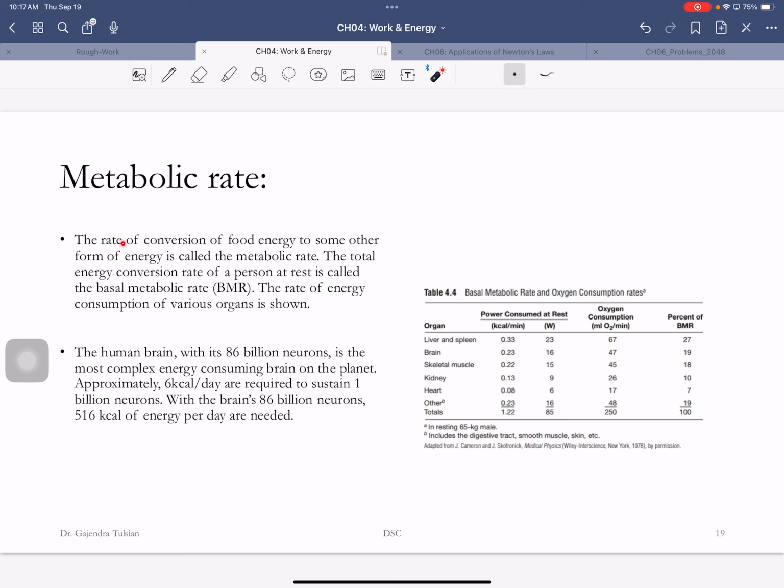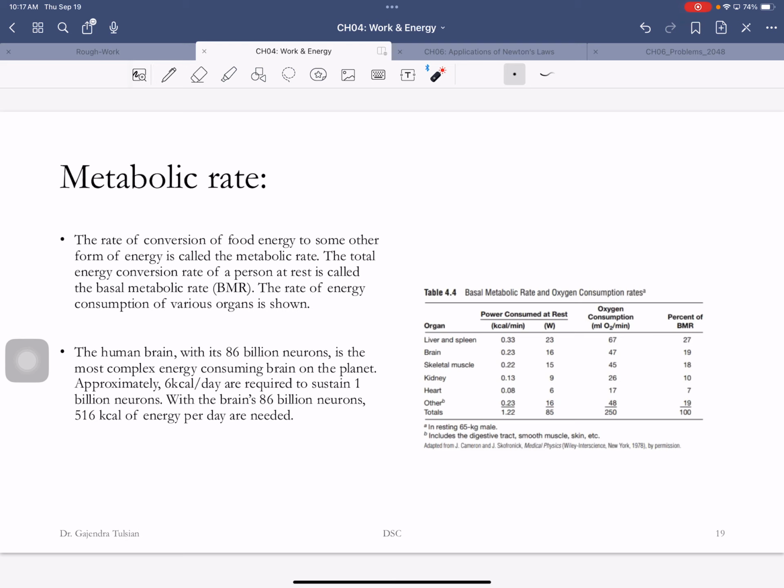So, metabolic rate. The rate of conversion of food energy to some other form of energy is called the metabolic rate. The total energy conversion rate of a person at rest is called the basal metabolic rate. Your basal metabolic rate is about 100 watts. You're using 100 joules of energy per second.